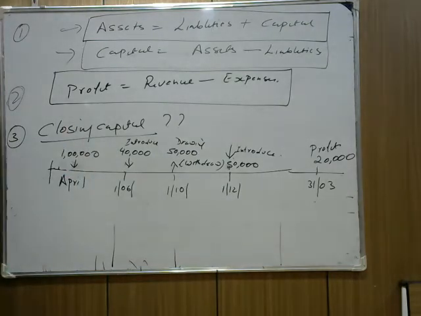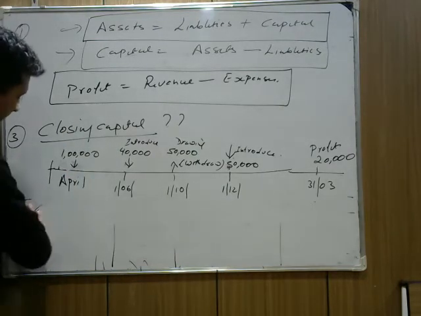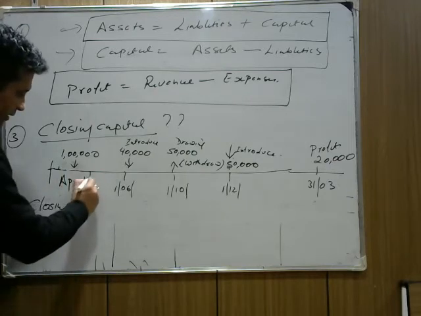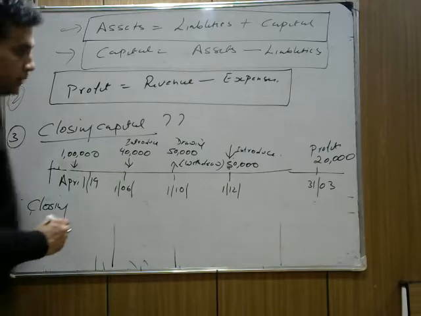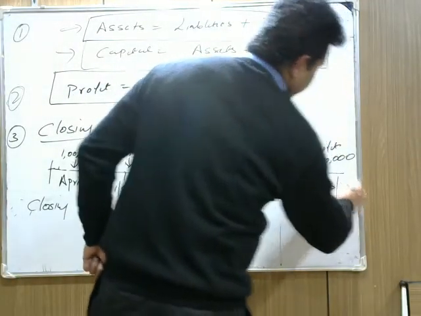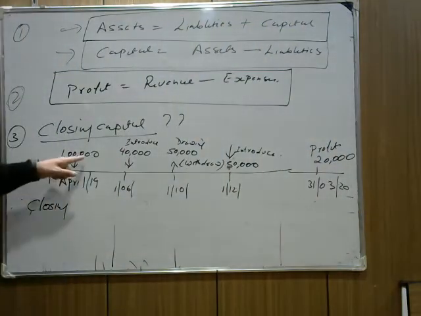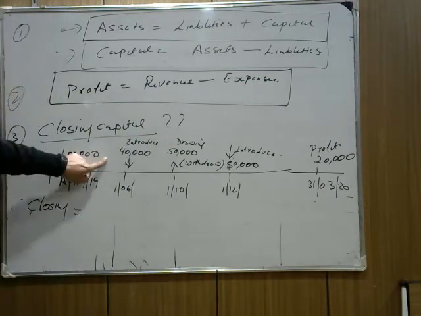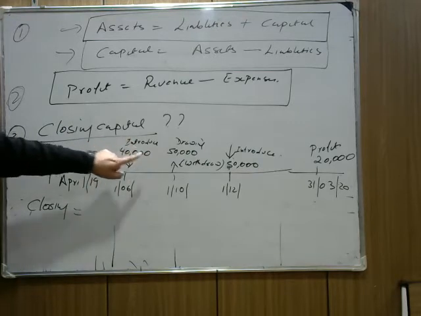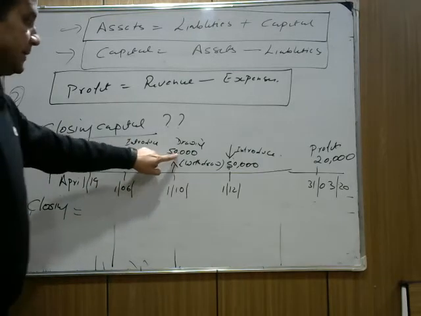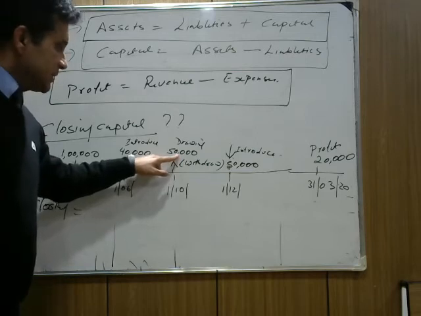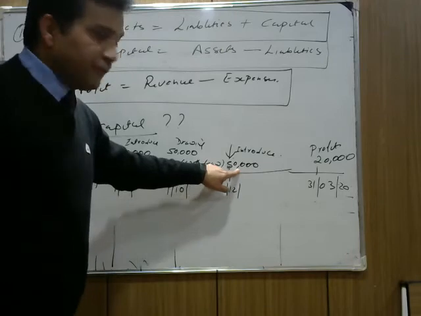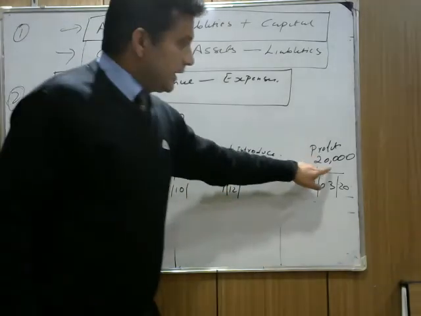Now tell me, what's the closing capital? Suppose you start business on 1st April 2019, it means the end is 31st March 2020. Your opening capital is 1 lakh. We introduce 40,000 further, it makes 1,40,000. We withdraw 50,000 rupees for personal use, it makes 90. You introduce a further 50, it makes 140. And then you get a profit of rupees 20,000.